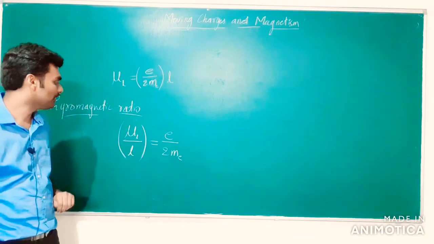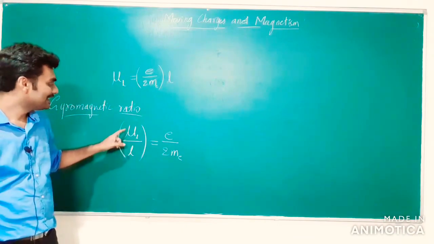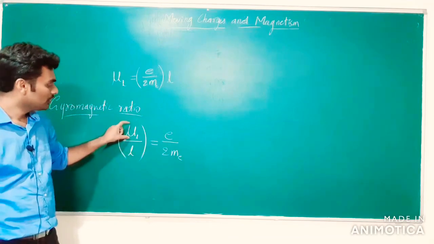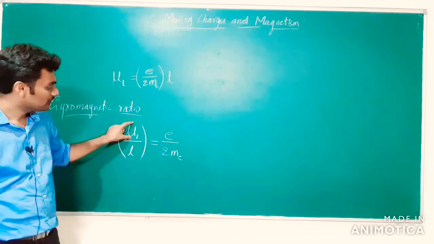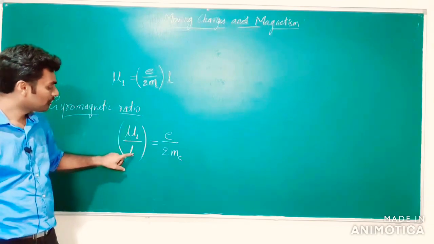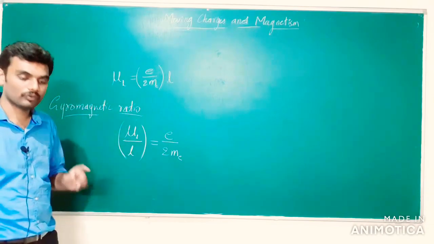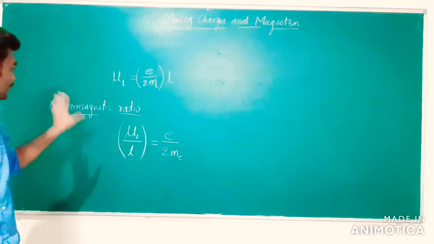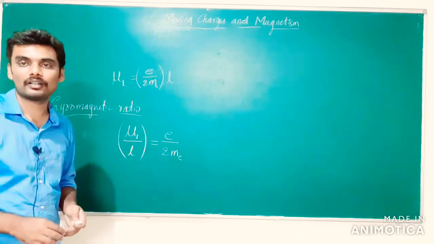You can obtain the value of that, but it is defined using mu L and L. It is the ratio of magnetic dipole moment to the angular momentum of an electron revolving in its orbit of the hydrogen atom. So that is what gyromagnetic ratio is.